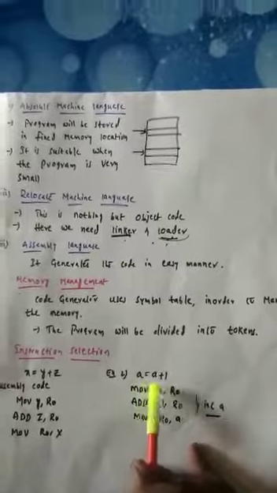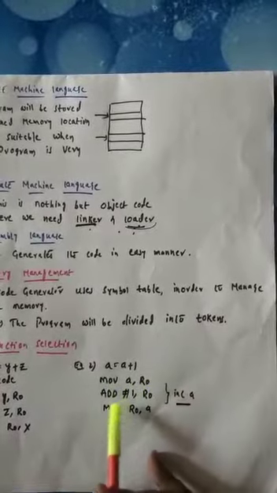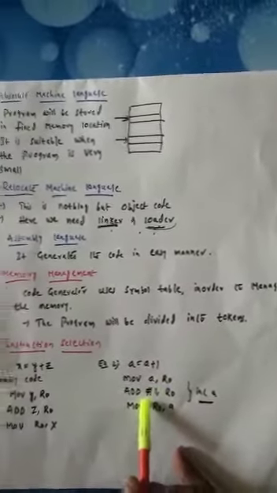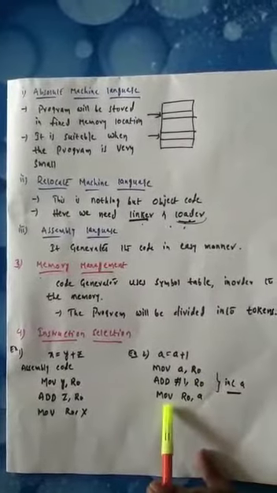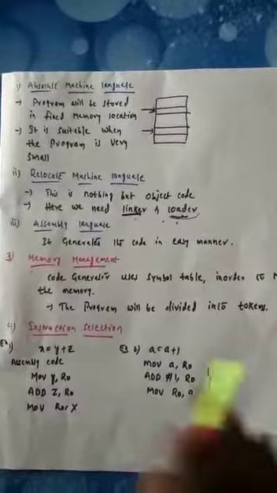And for the second one, a equal to a plus 1: move a comma r0, that is, the contents of a are stored in the register r0. The second one is add 1 to register r0. The third one is move r0 comma a. It can simply be written as increment a. So this is the fourth one.